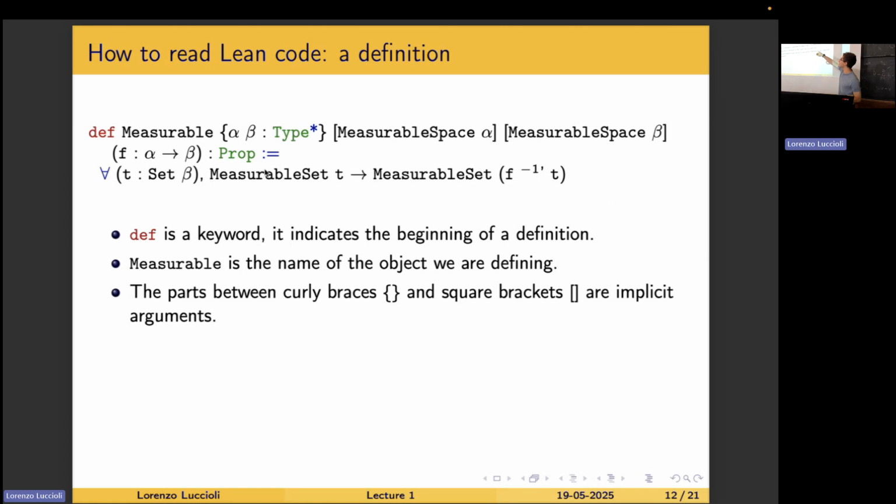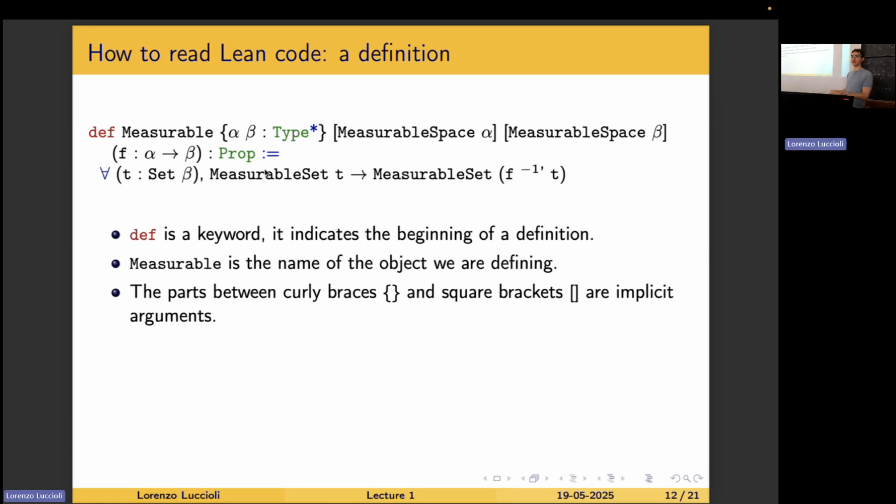What we're saying here is alpha and beta. We're introducing alpha and beta as types. We'll see a few details about what type means later. Let's just think of them as if they were sets. So we're introducing these two sets, alpha and beta. We're saying that they are measurable spaces. And we're using implicit hypotheses because we don't want to tell what alpha is, what beta is, and the fact that they are measurable spaces each time that we call measurable.